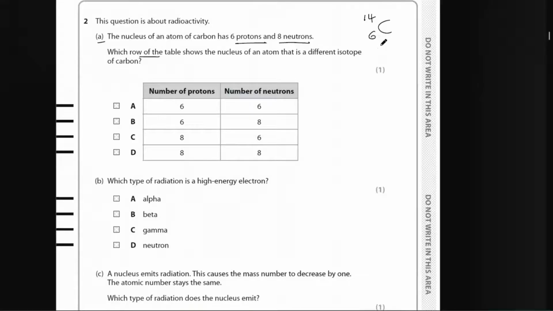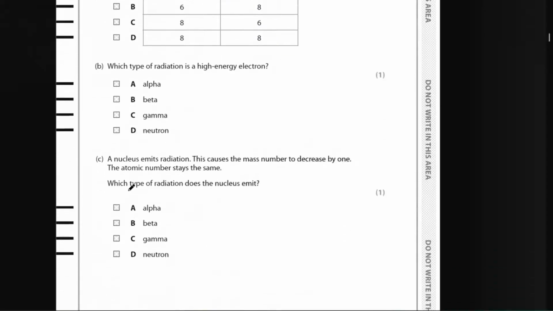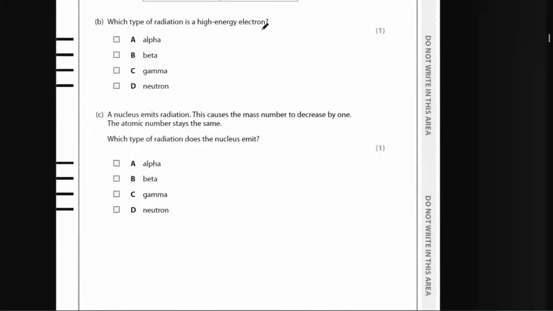The neutron number will change. So the number of protons will be the same. Number of neutrons need to be different. So we already have 8 neutrons. So it should be 6 neutrons and 6 protons. The answer should be A. Question number B. Which type of radiation is a high energy electron? So out of all of these, beta particles are electrons. So B, beta.